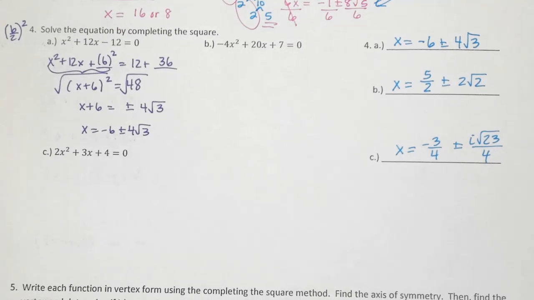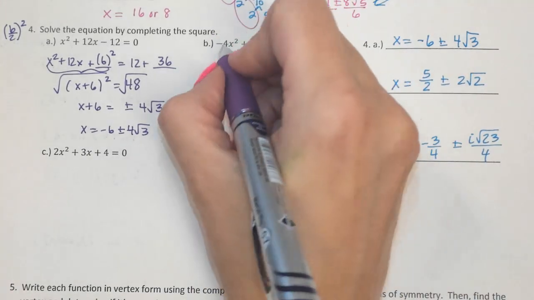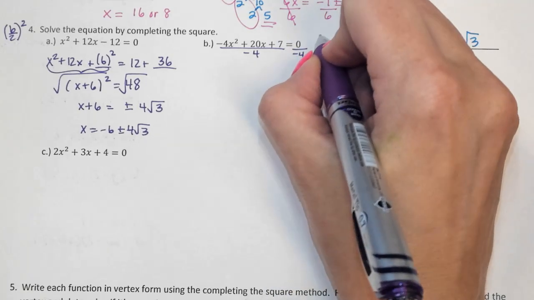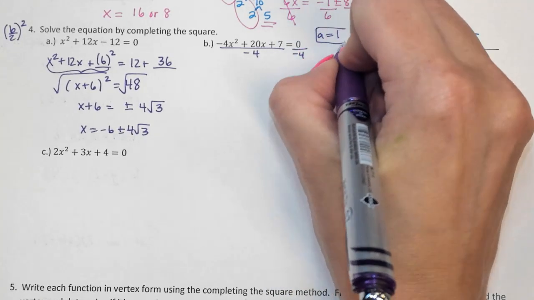Okay, for B, if you are doing completing the square, what does your a value have to be? 1. So your a value has to be 1.